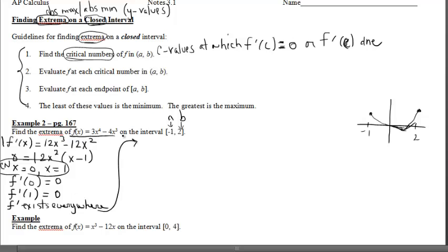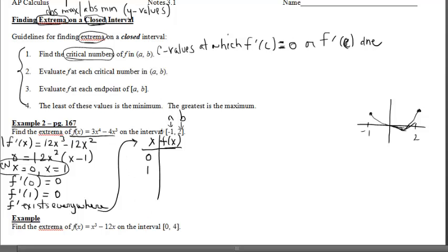So I'm going to do this work first, and then I'm going to come over here and create a T-chart, with x for this function and f of x. What I'm going to do is put any of my critical numbers, my c values, here, and then I'm going to put my endpoints here too.